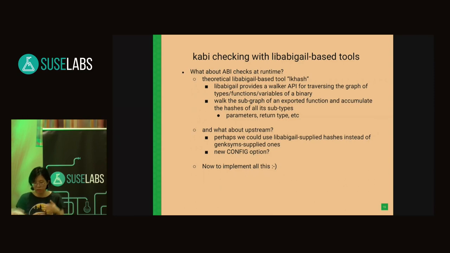So we were floating around this idea and we're like, what about upstream? There's no way upstream is going to take a several thousand line C++ library. So one idea was that maybe we could have a new configuration option that would allow the user to supply our own hashes, or our own CRCs. Like we could supply our own libabigail generated hashes instead of the genksyms supplied ones. This is all still in a very early discussion phase. So the next step would be to actually implement all of this and see how well it works together.